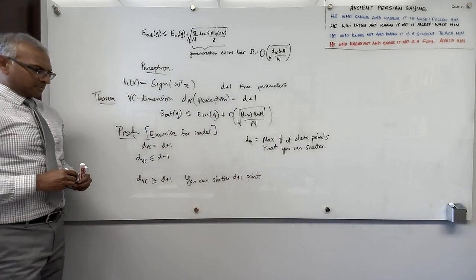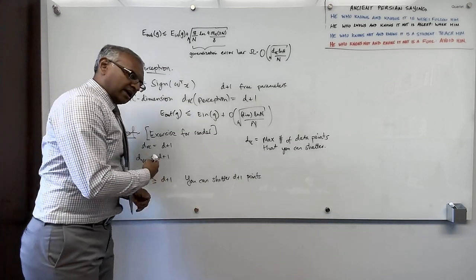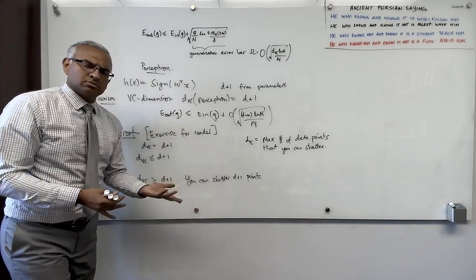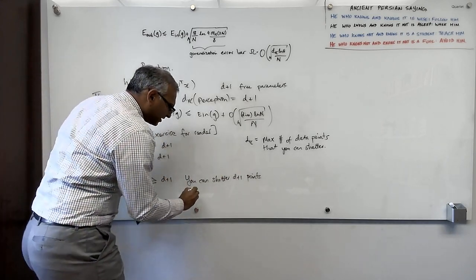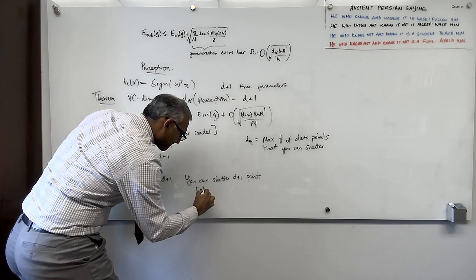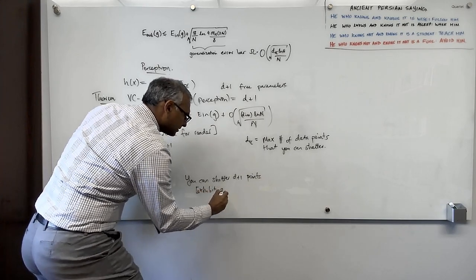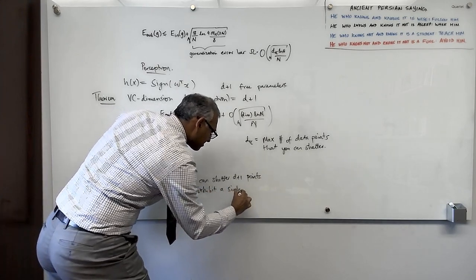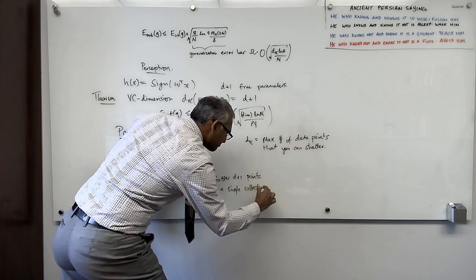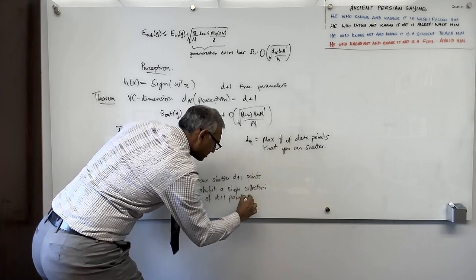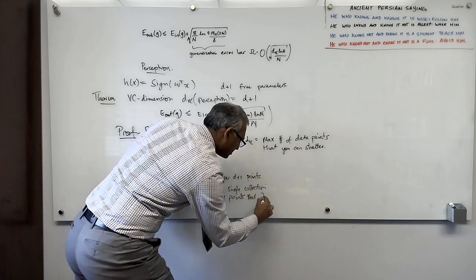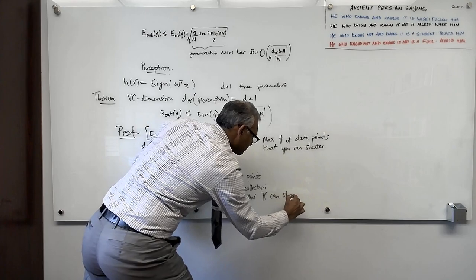Okay. And does it mean that you can shatter any collection of D plus 1 points? No. You can shatter some collection of D plus 1 points. So it suffices to exhibit a single collection of D plus 1 points that H can shatter.